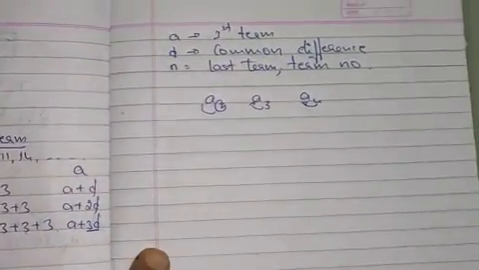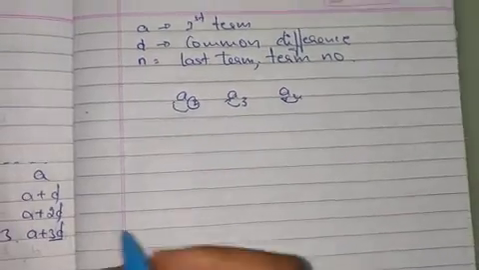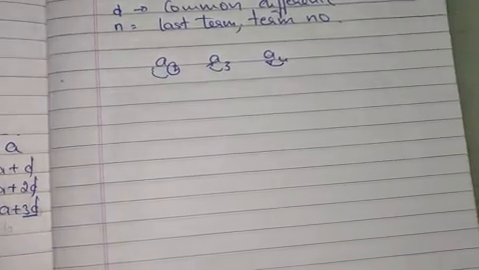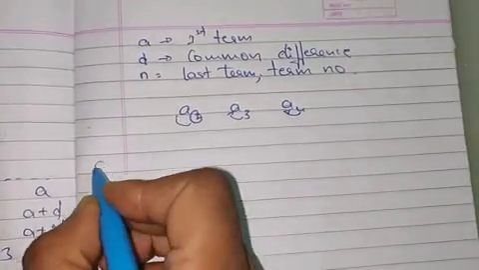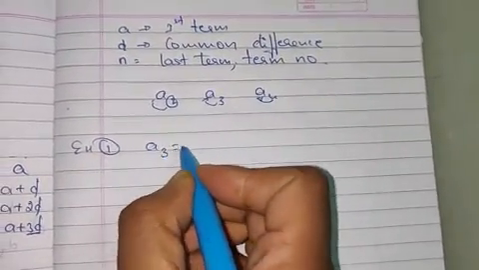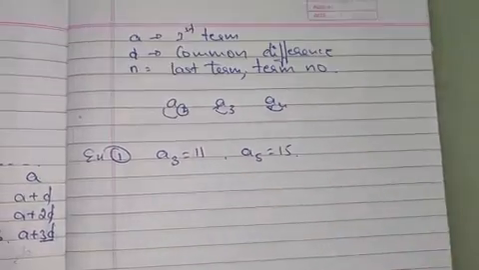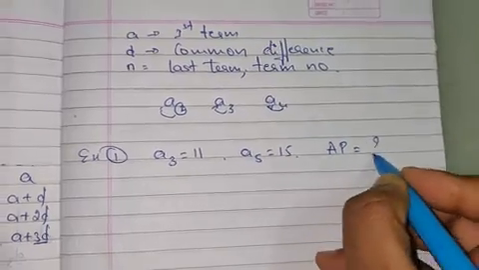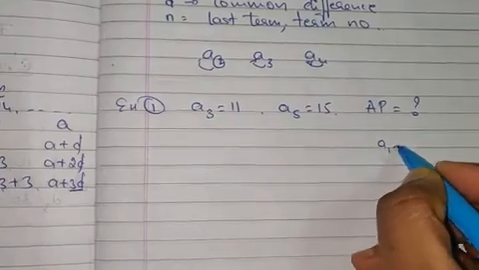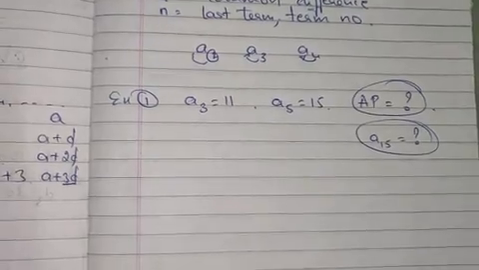There are different other complex types of questions. For example, if the third term is 11 and the fifth term is 15, write the AP. So let us solve this example. The third term is 11. How do we take it? a3 is 11. The fifth term is 15. a5 is 15. Find the AP. We have to determine the AP. Or they may also ask to find the 15th term. The question may be anything, but the method is the same.